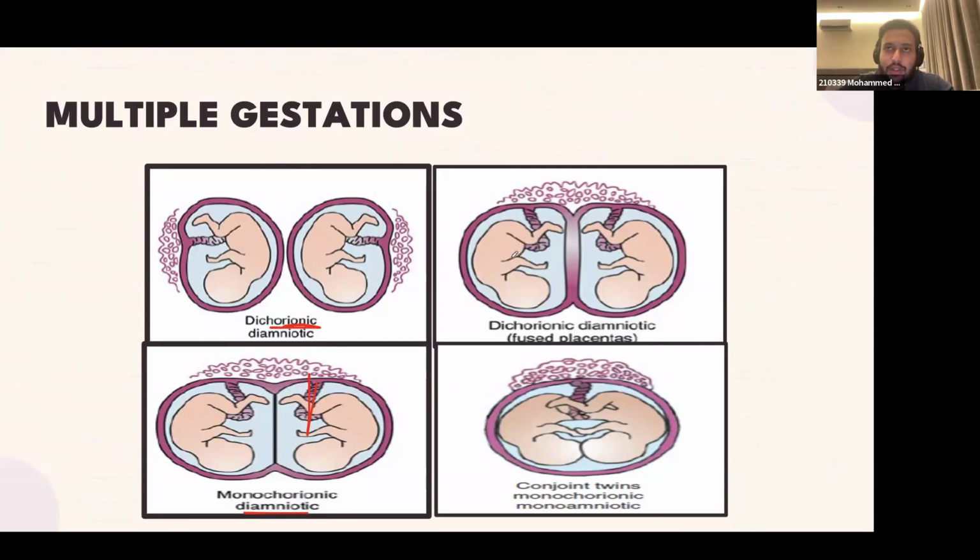Okay. If it divides around 5 to 7 days, it will form monochorionic, one amniotic sac, which is an amnion dividing them, and this, which is the diamnion and monochorionic. Okay, one chorion. Not gonna lie, I'm very confused with that, not gonna lie.